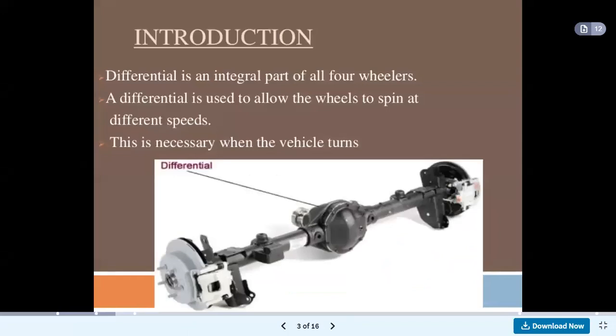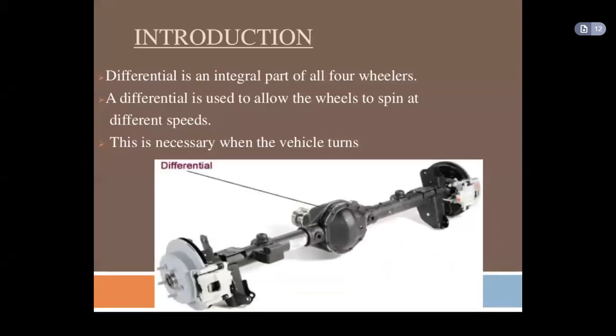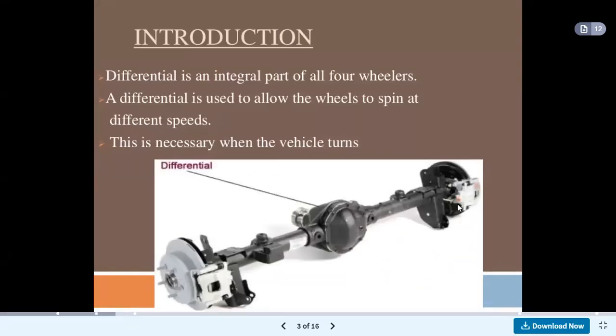So if we see the introduction, we know that this is the view of the rear axle. On the back side, the differential is located. Generally, the engine is located on the front side of the vehicle. So from the engine, the power comes towards the rear axle with the help of the propeller shaft.